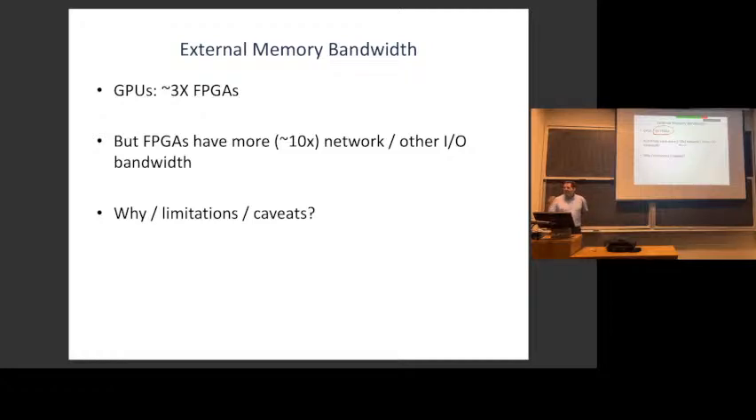So yeah, any other thoughts on this? Not that many people have read the paper, so it might be hard for you to weigh in. One of the caveats I just gave you is that the FPGA could increase this. Why do you think FPGAs have more network and other I/O bandwidth? Like PCI Express, Ethernet, et cetera.